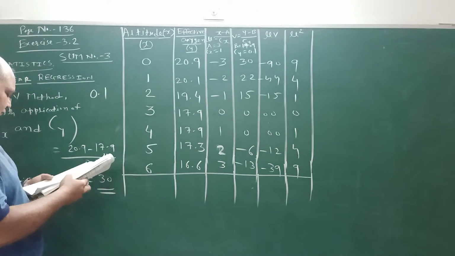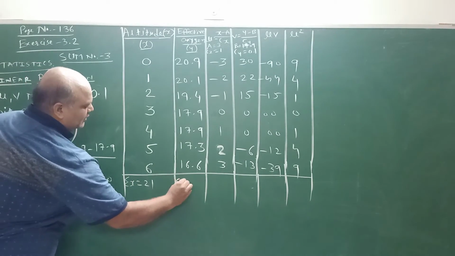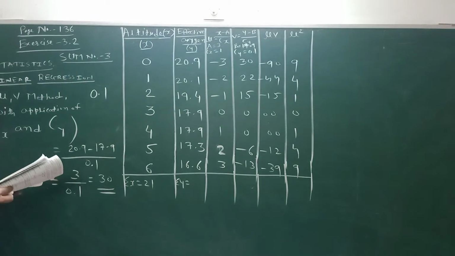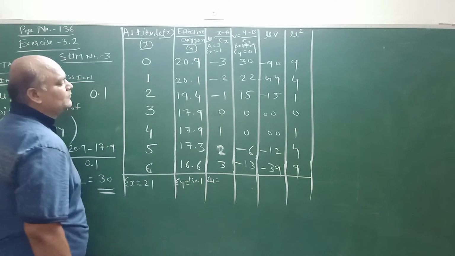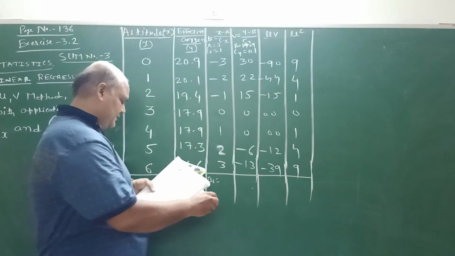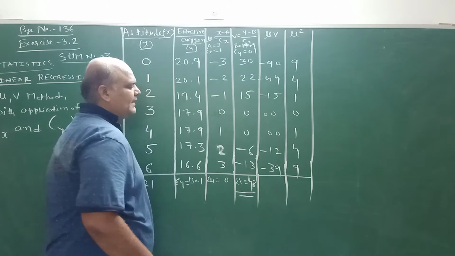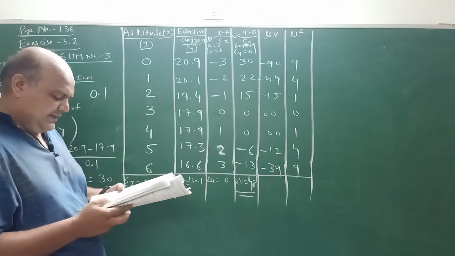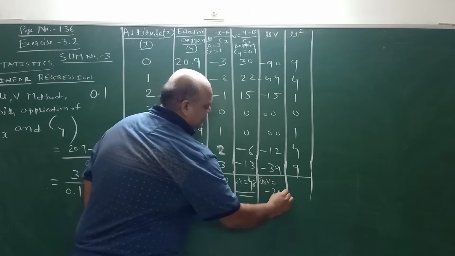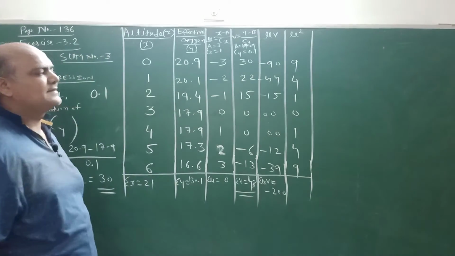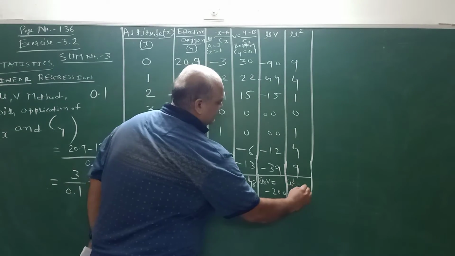Now we do the total of all the columns. Sigma x is 21. The total of the column of y is 130.1. Sigma u is 0, and sigma v, plus total minus minus total, final is 48. Sigma uv is minus 200. Most of the answers, not most, but all the answers are in minus. So it is minus 200, and sigma u square is 28.